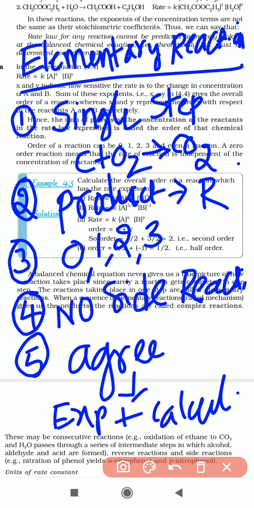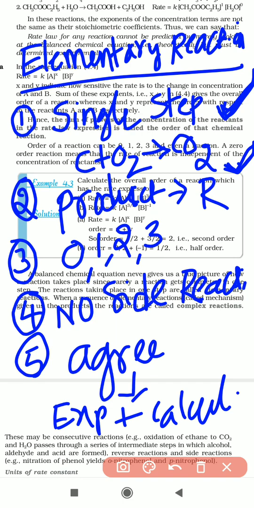Once again, I will recall that concept. Elementary reactions are reactions that take place in one step only. Those reactions are called elementary reactions or single step reactions. The second point is that the products are obtained directly from the reactants.